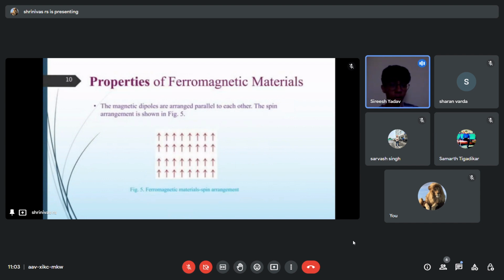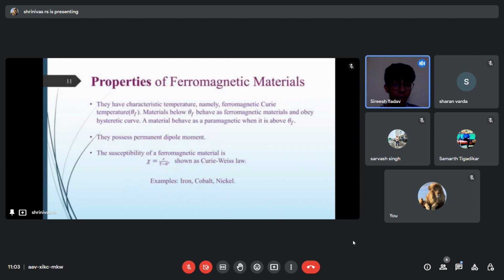Now let us discuss the properties. The atoms of ferromagnetic substances have permanent dipole moments present in domains. What are domains? Atomic dipoles in small regions are called domains. The magnetic dipole moment is large and in the direction of the magnetizing field. The magnetic susceptibility is also very large and positive. The magnetic susceptibility is equal to the intensity of magnetization divided by the strength of the applied magnetic field. The relative permeability is also very large and varies linearly with the magnetizing field.